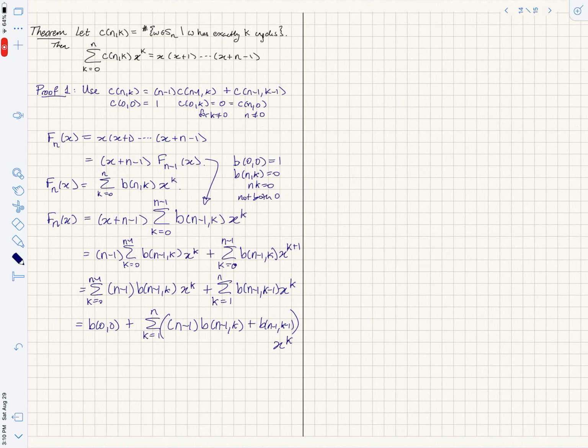x to the k. And now comparing the coefficients, this is therefore the coefficient b(n,k). It's exactly this recurrence relationship up here. So that tells us that the b(n,k)'s must equal the c(n,k)'s, because if you have the same recurrence relationship with the same initial conditions, you must be the same.